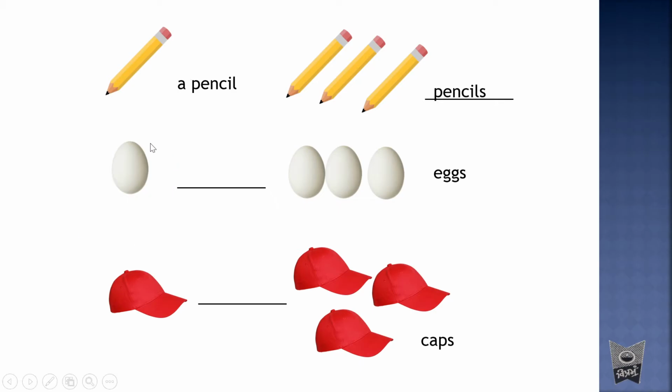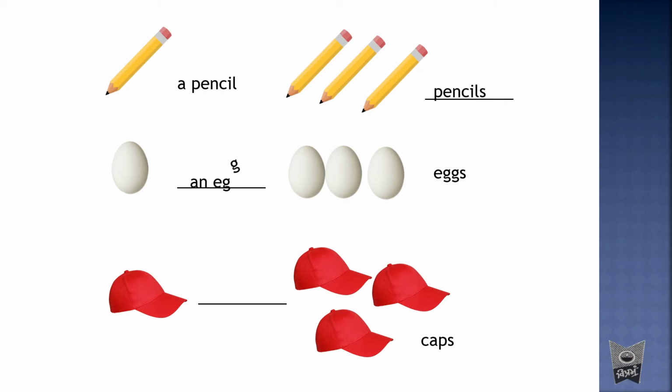Okay, next, what is this? Egg. Okay, more than one, we have already written here eggs. So what should we write here? A egg? No. Why? Because E is a vowel. We will write an egg. So how will we write?